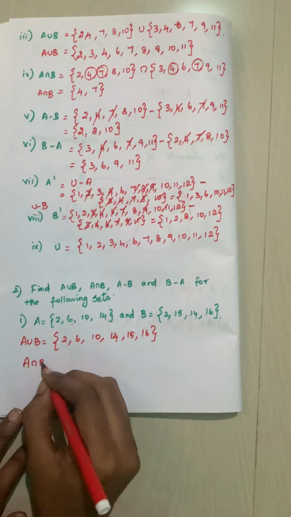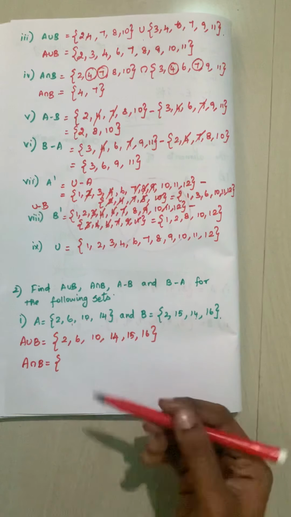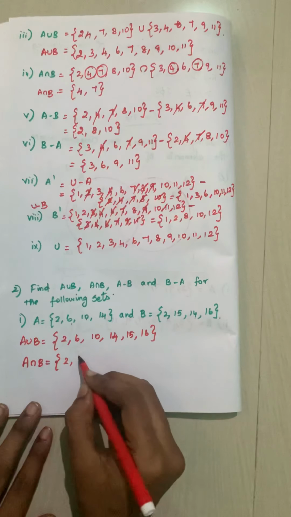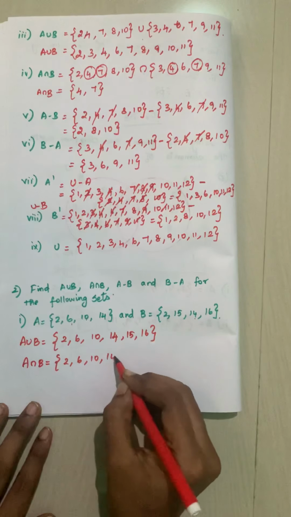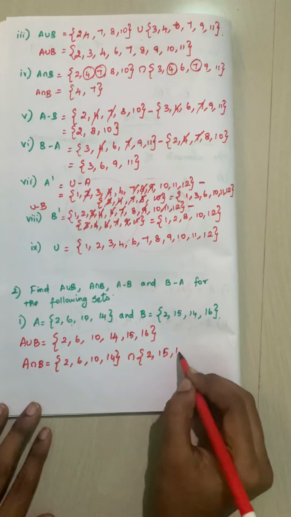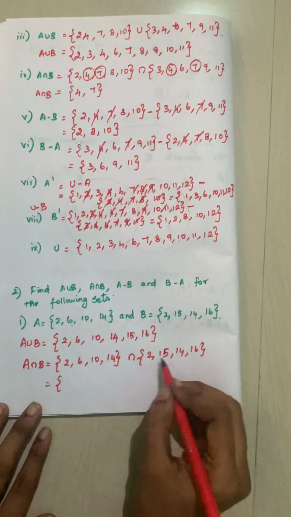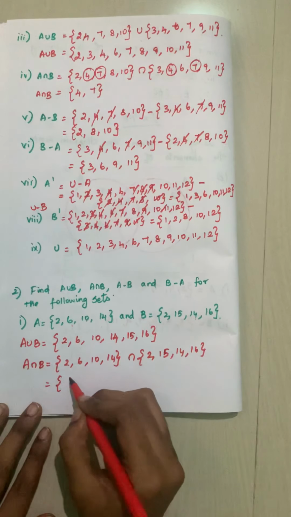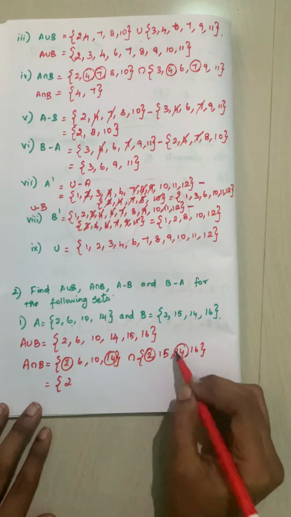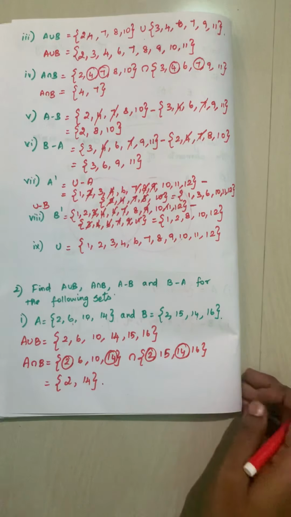Next is A intersection B. If you are a little bit confused, you can write one step this A and B and then you can do it. Okay. So I am writing here one more time. 2, 6, 10, 14 intersection 2, 15, 14 and 16. Common terms you have to write. What is the common part? There is 2 one time. 2, 2. Next is 14 and 14. So 2, 14. Okay. This is your A intersection B.